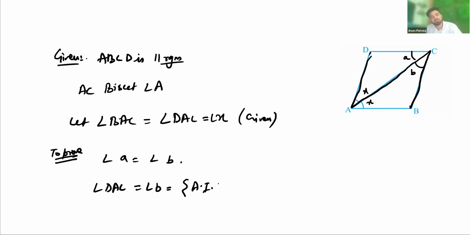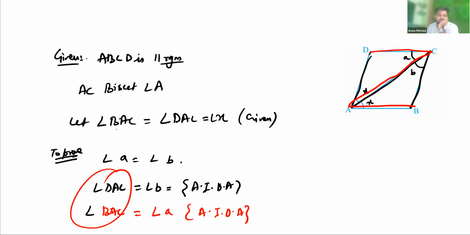Alternate interior opposite angle. Alternate interior. Similarly, if you are moving to this one, this angle A will also equal angle X. So you will write here angle BAC is equal to angle A. Same reason, alternate interior opposite angle.